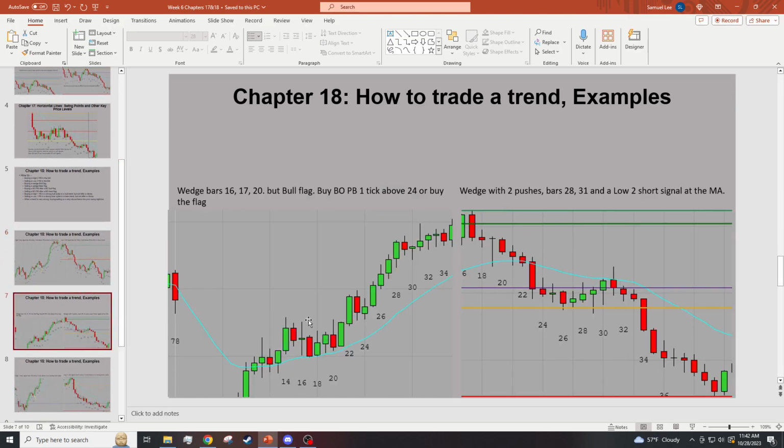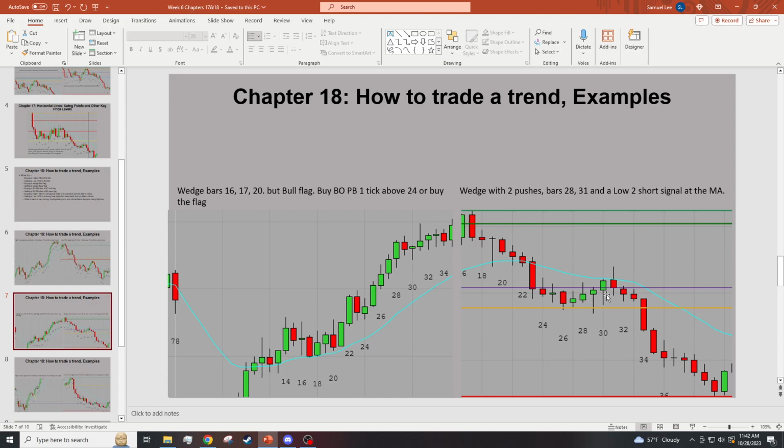For the next one, he talks about buying wedges and flags. So you have a wedge here of bar 16, 17, and 20. Essentially, a wedge is usually just 3 pushes up, and you can buy the breakout 1 tick above bar 24, or you can buy the retest, maybe on a limit order. I think your entry is going to be bar 23 here because you're buying 1 tick above 14.